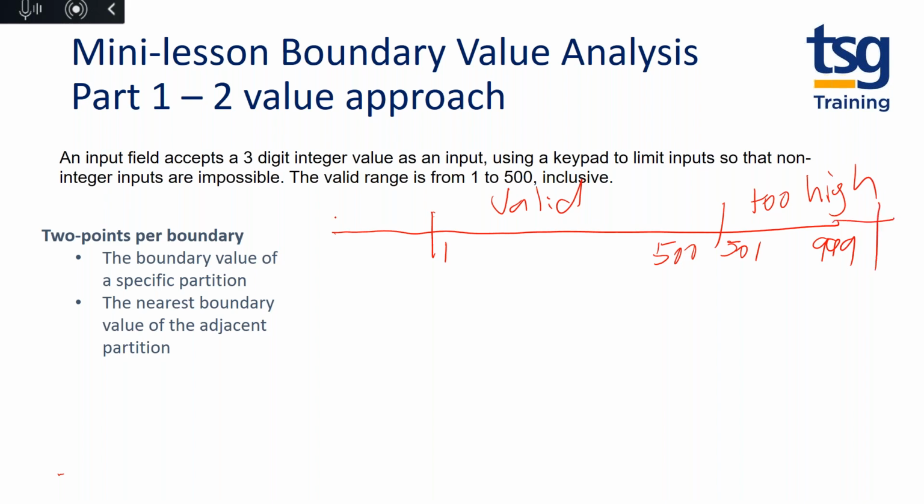Now, in terms of my other partition, or my other most obvious partition, which is too low, then I've got an obvious boundary of 0. And this is really a partition of one value on its own, because after that we've got -1, etc. And they're signed integers, and you can't apply that to a keypad. So we've got three partitions: valid, too high, and too low.